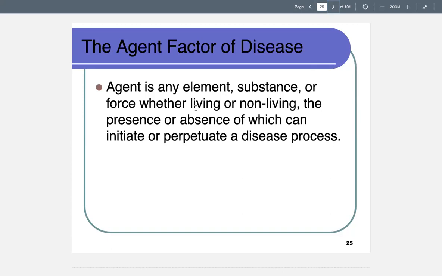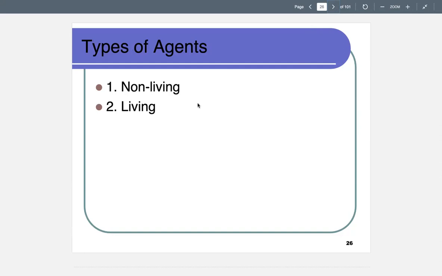Now, the agent factor of disease. Remember that the agent is any element, substance, or force that can cause disease in a susceptible host, whether living or non-living, the presence or absence of which can initiate or perpetuate a disease process. So there are two types of agents, as I've said: the non-living agents and the living agents.